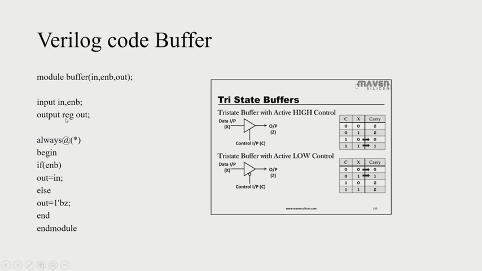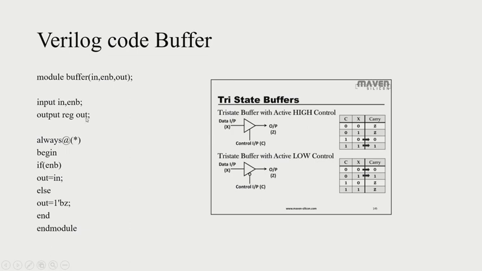Here we can specify the type of the variables. Here our output variable out is a reg type variable, whereas by default in Verilog the variable will be in wire type. So our input variable is in wire type, but our output variable is reg type.